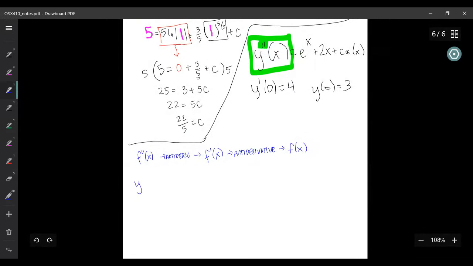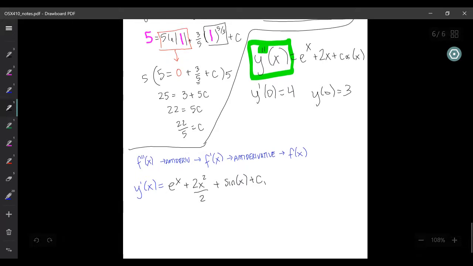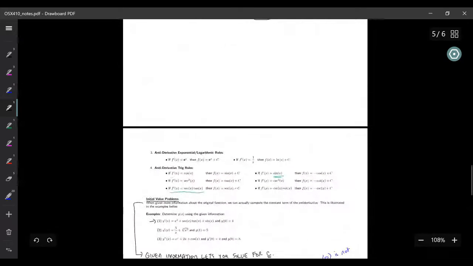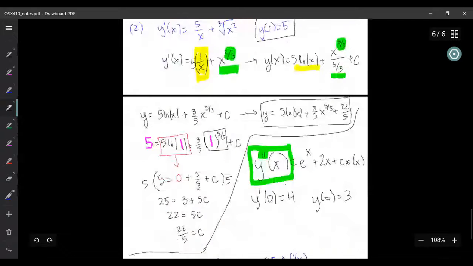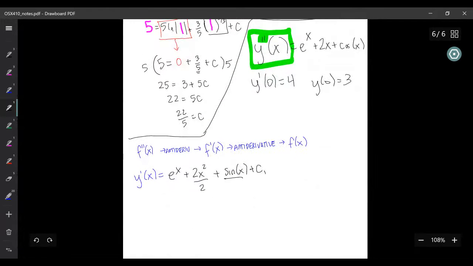So I take the antiderivative of e to the x. It will be e to the x. The antiderivative of 2x would be 2x squared over 2. The antiderivative of cosine is sine. Then we're going to have a constant, so I'm going to call this constant C1. Remember that the antiderivative of cosine is a positive sine, because the derivative of sine is cosine.